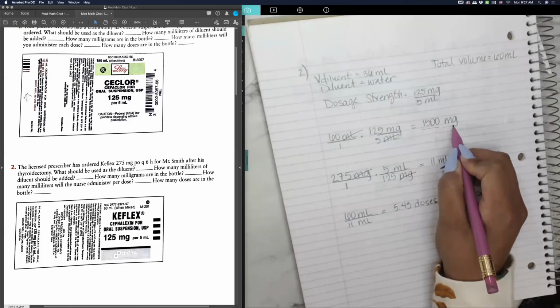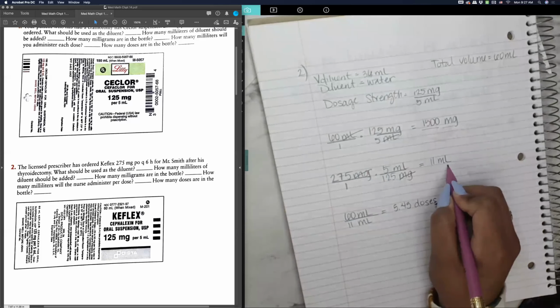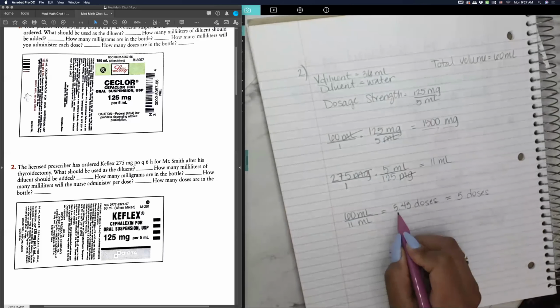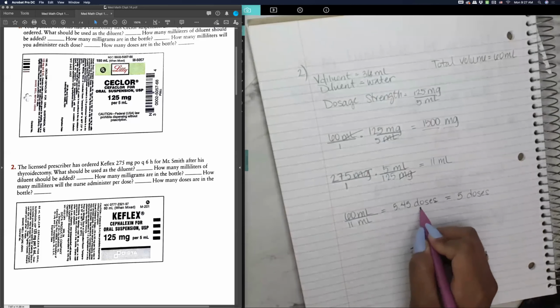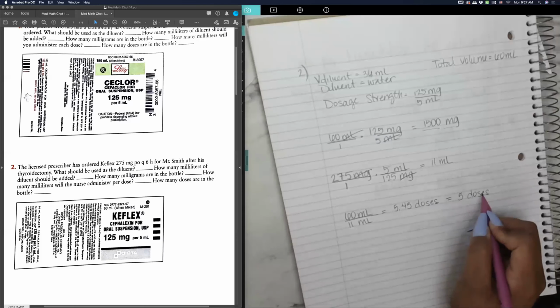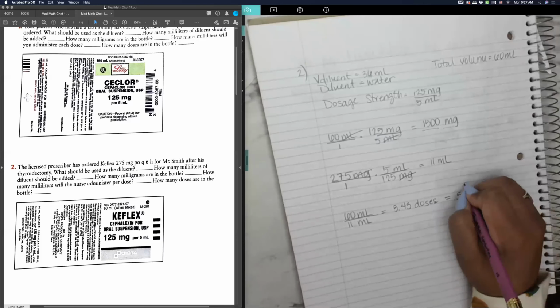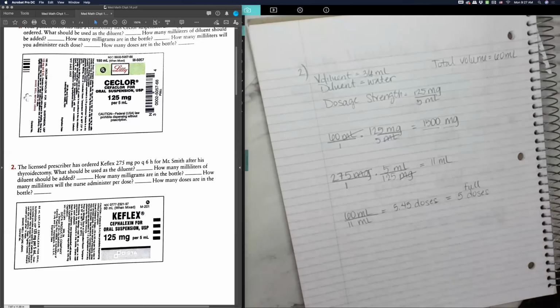Okay, how many milliliters will the nurse administer per dose? The nurse will administer 11 milliliters per dose. And how many doses are in the bottle? There are exactly 5.45 doses, but we focus more on the complete doses. So there's 5 full doses available in the bottle. Okay?